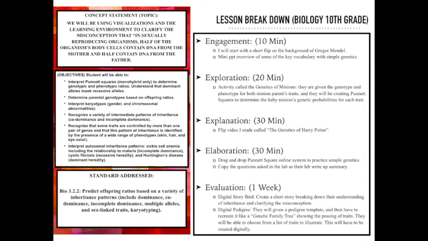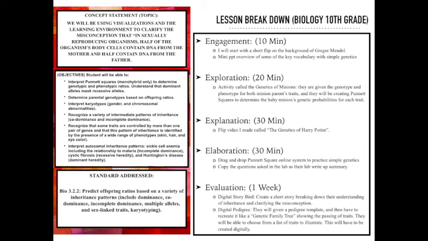So now I'm going to give you a little overview of the actual lesson that I designed. So for the first 10 minutes, they're going to be watching a short flip on the background of Gregor Mendel, followed by a mini PowerPoint overview that I'm going to do through direct instruction on some of the key vocabulary with simple genetics. They're then going to be moving into an activity called the Genetics of Minions, where they're given the genotype and phenotype for both minion parents, and then actually create Punnett squares to determine the genetic probabilities of the baby minion for every trait.